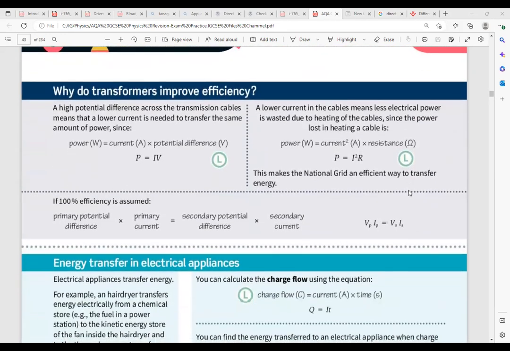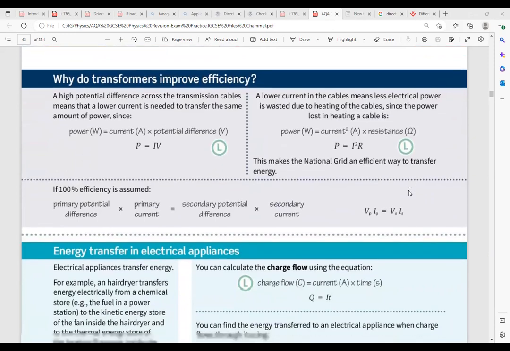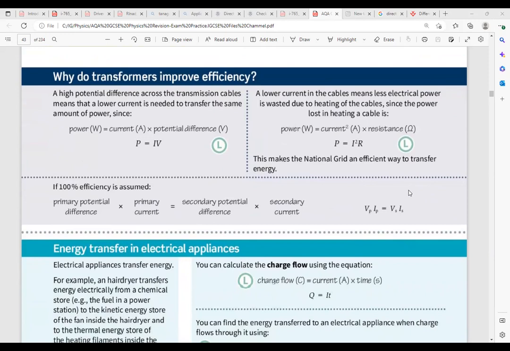Why do transformers improve efficiency? So this is a purely mathematical part. I would like to explain this in a different OneNote file.